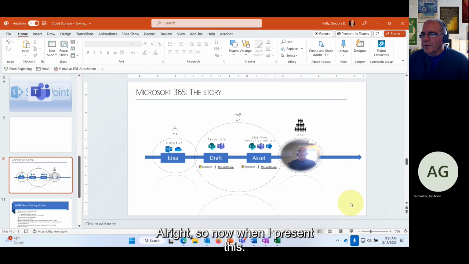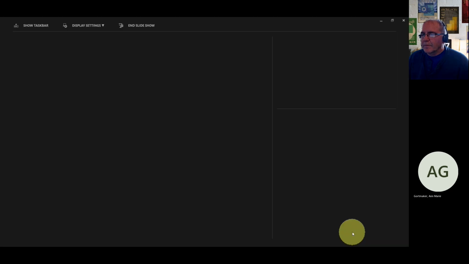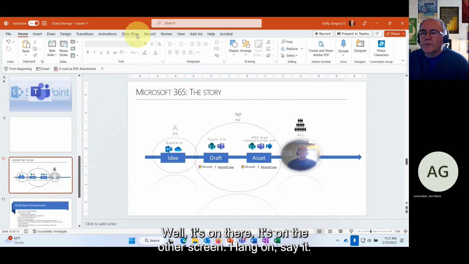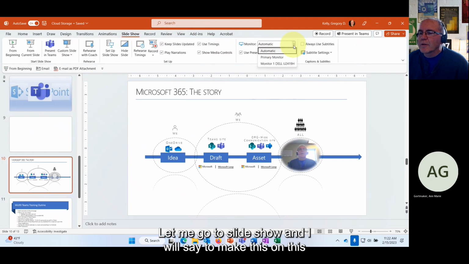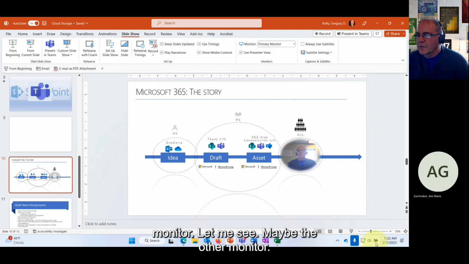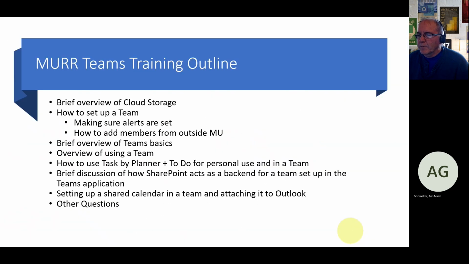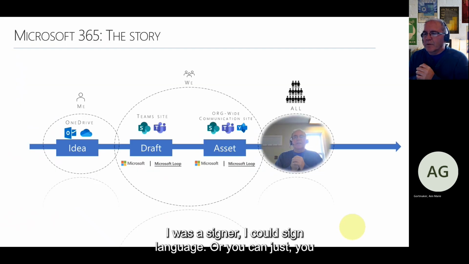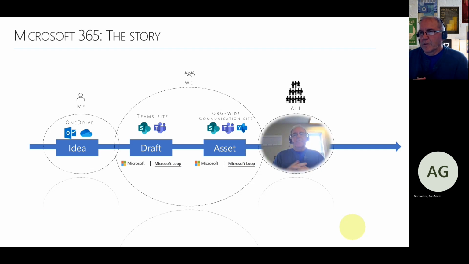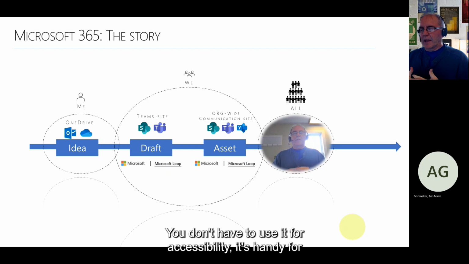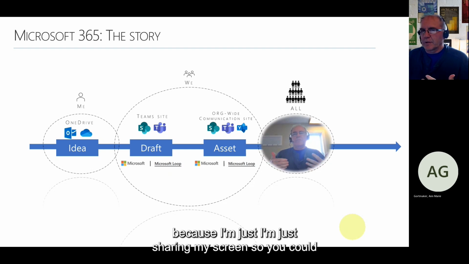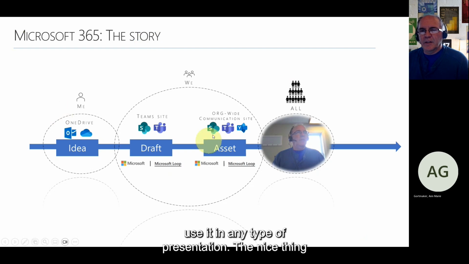Okay, so now when I present this, well, it's on the other screen. Hang on a second. Let me go to slideshow, and I will say to make this on this monitor. Let me see, maybe it's the other monitor. Okay, oops. Let me go back to the slide. So now I'm up here, and if I was a signer, I could sign language, or you don't have to use it for accessibility. It's handy for that. You can use it in any setting, and it would work in Zoom because I'm just sharing my screen. So you could use it in any type of presentation.